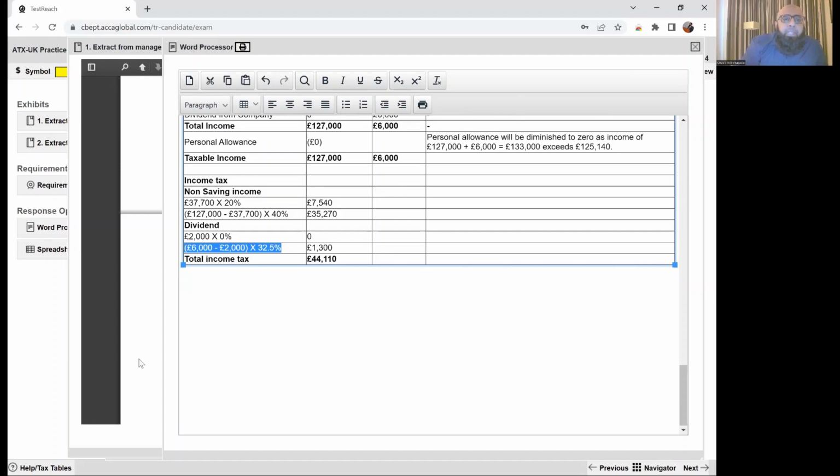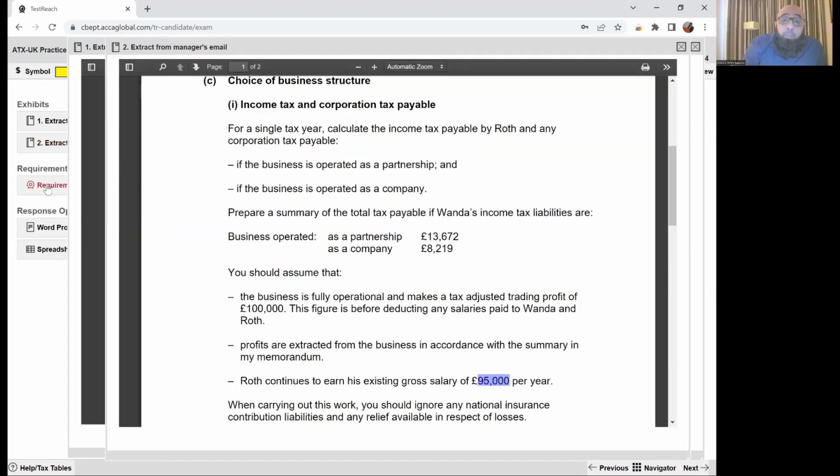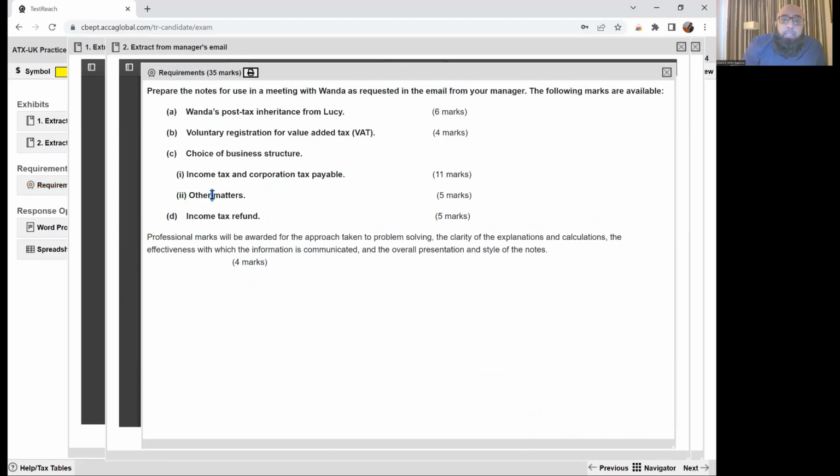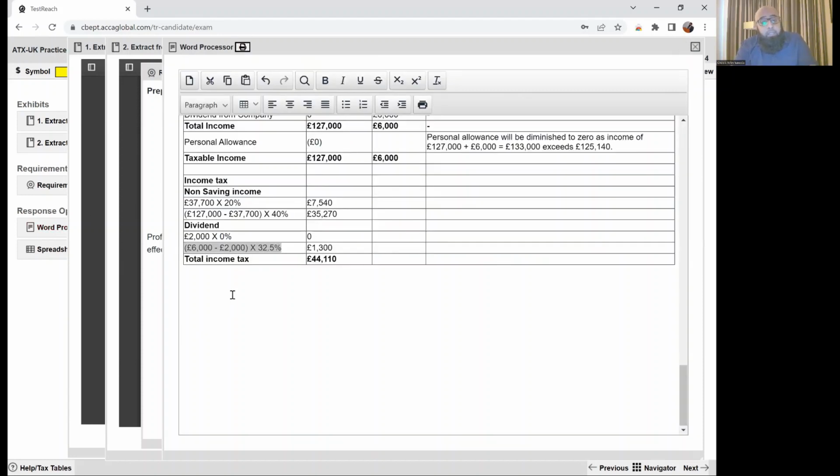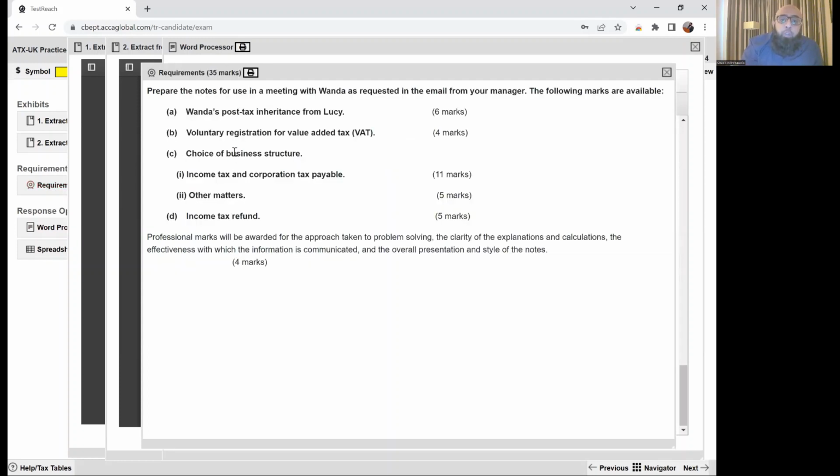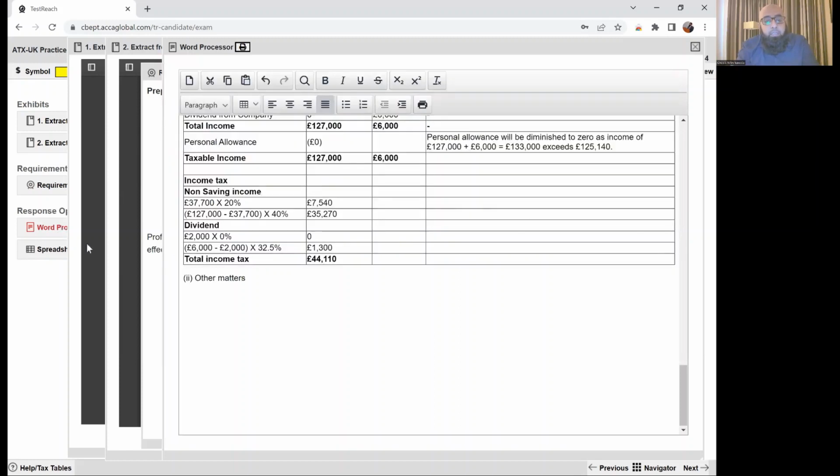Now, if you look at the next part, this was the 11 marks part. Next is other matters, which is 5 marks, and the last one is income tax refund. So let's bring other matters here. It is also part C2, choice of business structure, and now we are looking at the other matters.